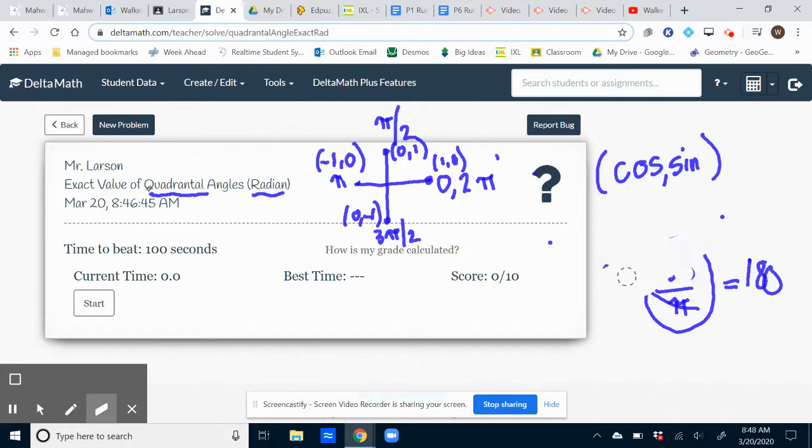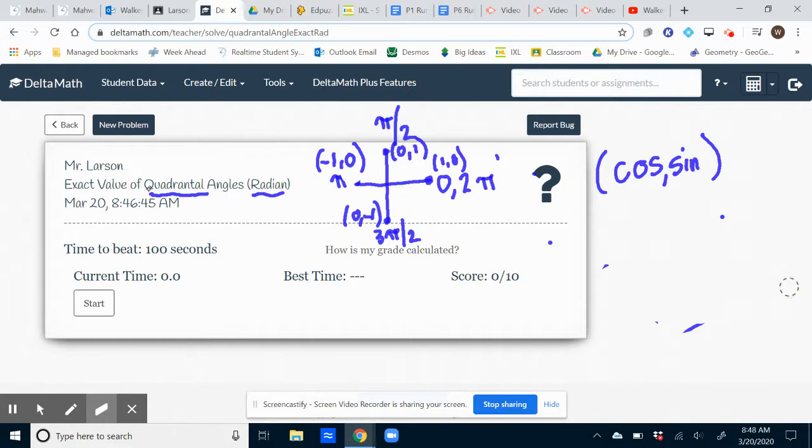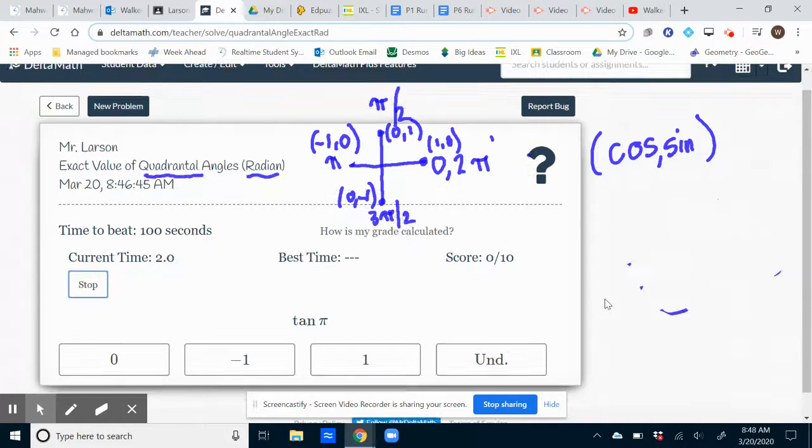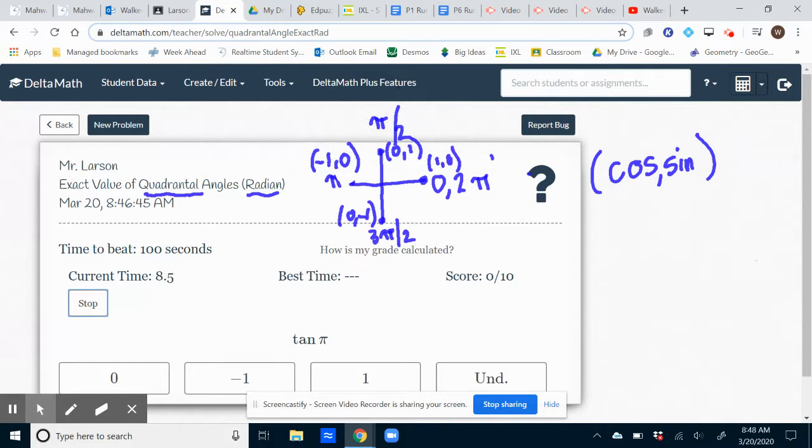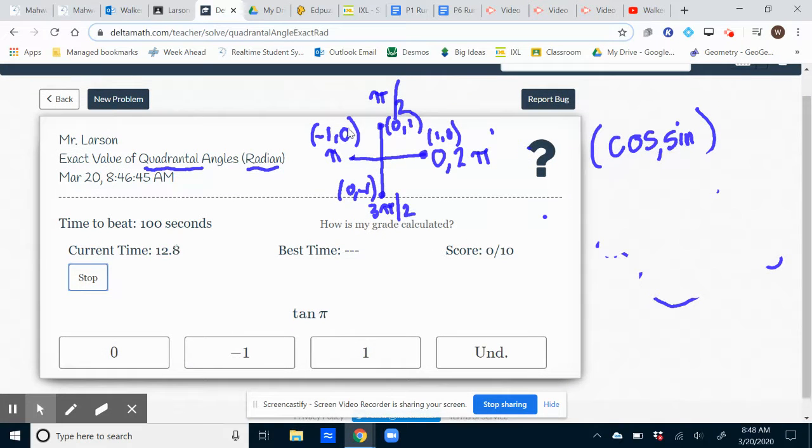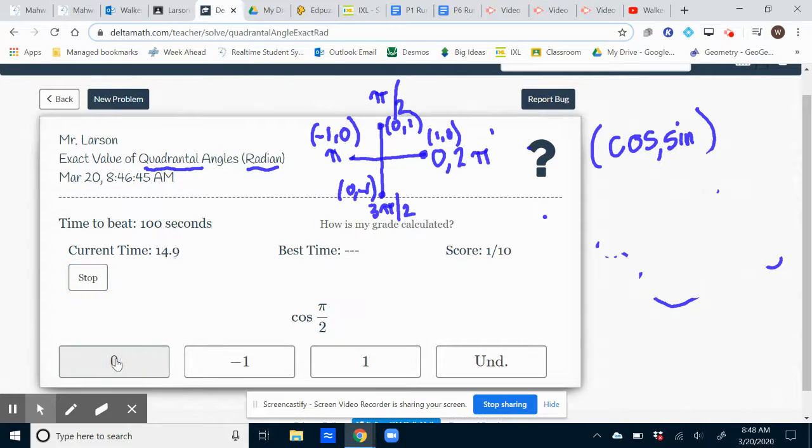Okay, I'm going to erase this over here. So now, let's look at what a few of these might look like. Having this picture up here showing 1, 0, 0, 1, negative 1, 0, 0, negative 1, that will help you tremendously with this skill. Okay, so tan of pi. So pi is negative 1, comma 0. Tan, you have to remember, tan is sine over cos. Okay, so y over x, which at pi is 0 over negative 1, so 0.